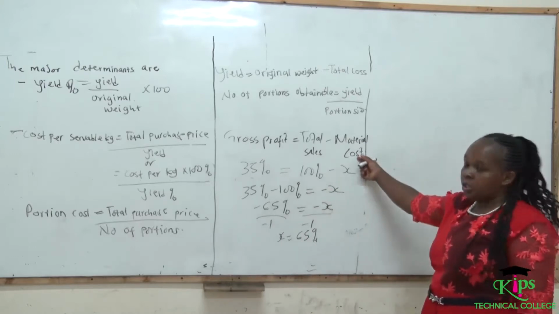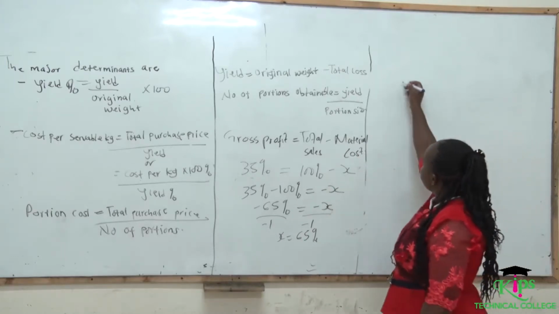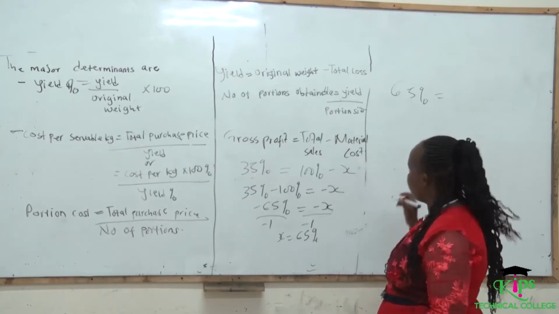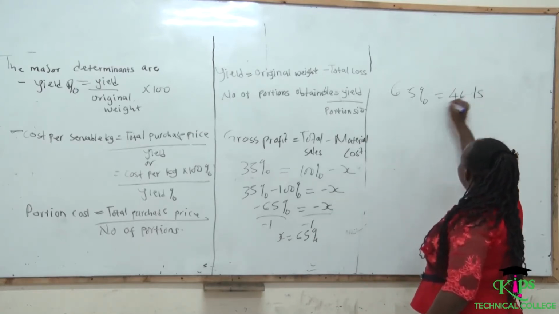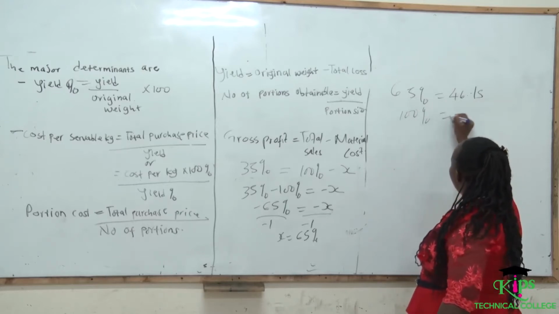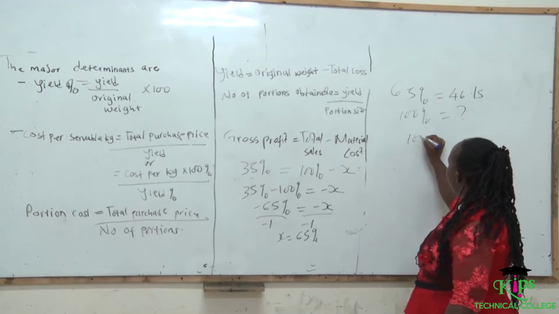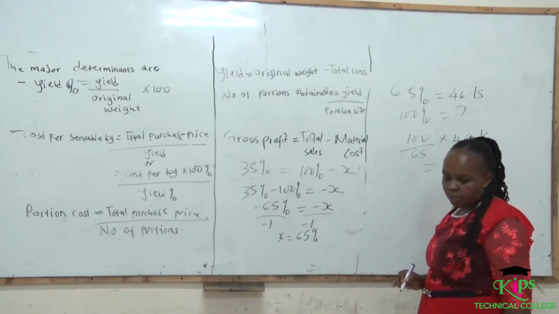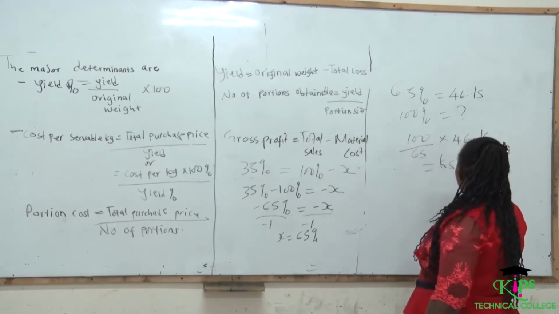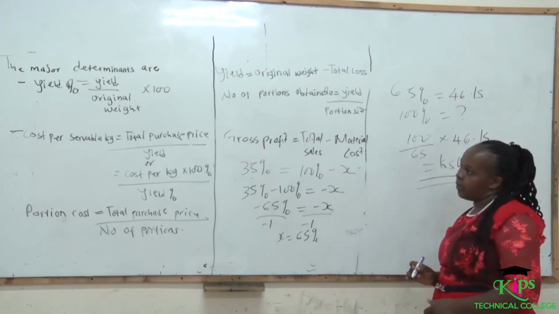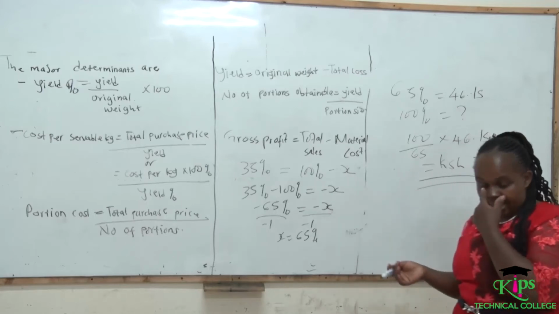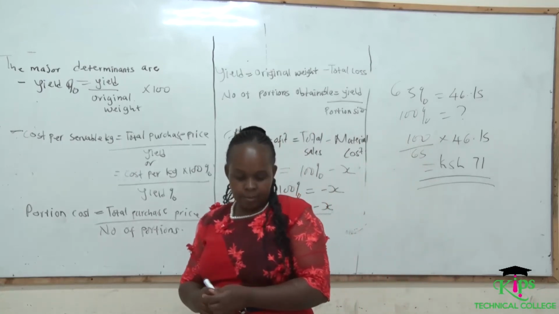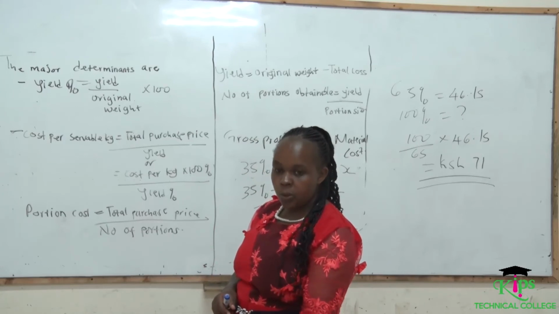Now we know the portion cost and the material cost. 65% is the same as what we gotten as the portion cost, which is 46.15. So what about 100%? It will be 100 divided by 65 multiplied by 46.15. When you calculate, you are going to get 71 shillings, and that's how we calculate the portion and the selling price. So make sure that you revise and calculate, and we know the more you practice, the more you know. Thank you.